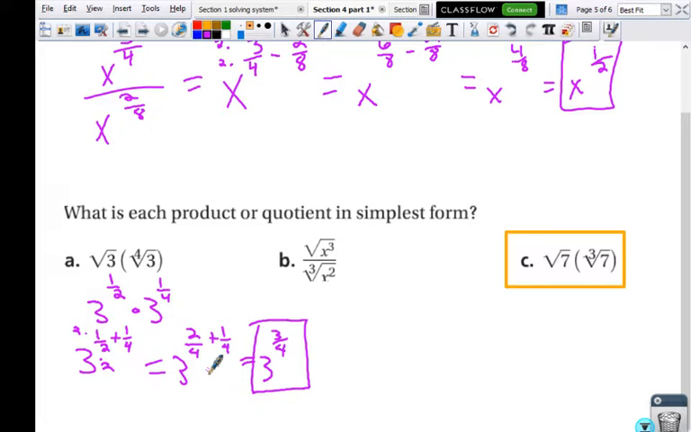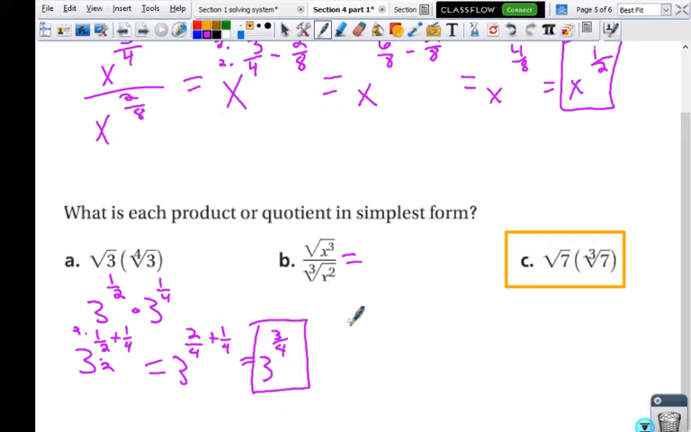What do I have to do to start solving part B here? I don't know. Can we put these in one big radical right now? No, because they have different indexes, right? So, what did we do on this one first?